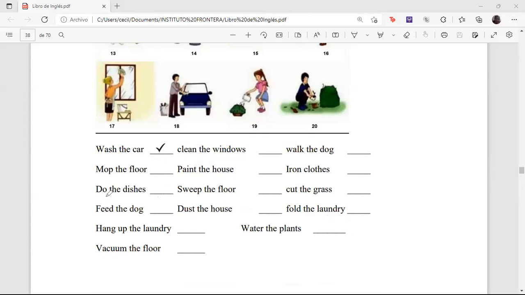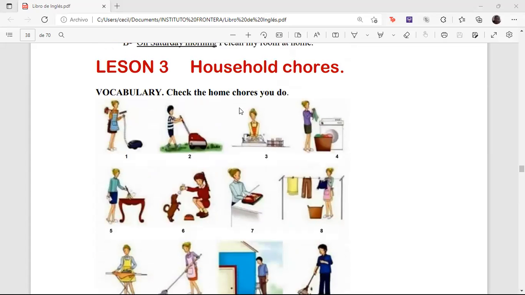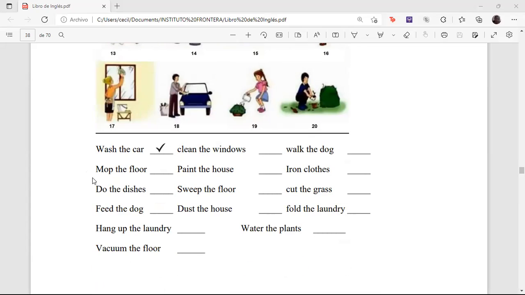So the next one, do the dishes. Which one is you do the dishes? Now, which one is the do the dishes? This one is the do the dishes, okay? So these are vocabularies. I'm going to read it down and you're going to choose which one you do.